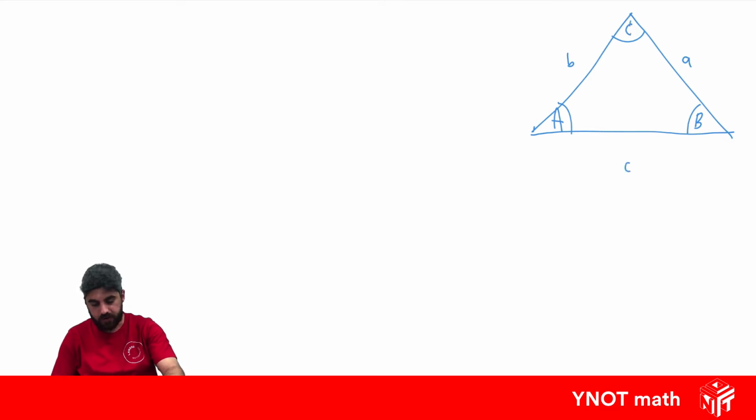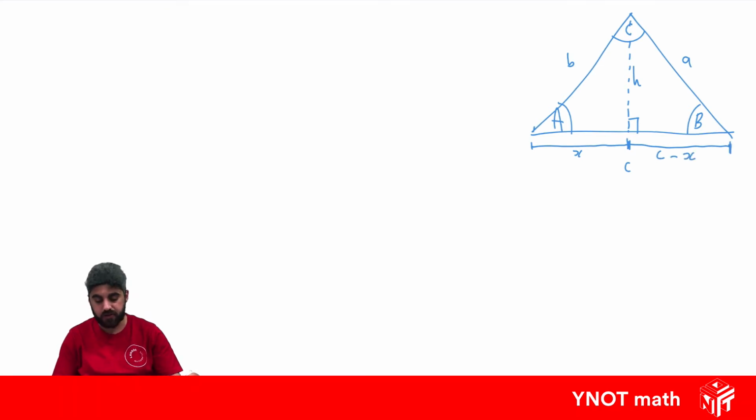We're going to drop a perpendicular from C down here, and we'll call this H. We're going to call the distance from here to here x, which means that this distance from here to this corner is c minus x, because the whole distance across was c.